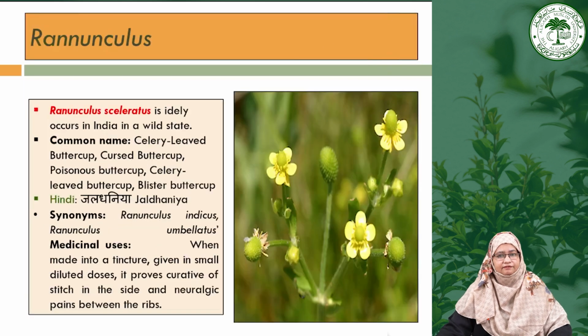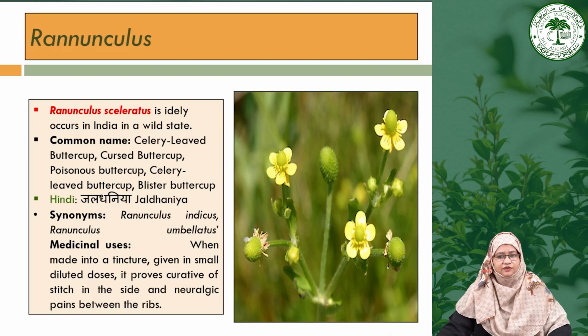As we explored various examples of family Ranunculaceae, here we will discuss especially the Ranunculus genus, which is the major genus of this particular family. Ranunculus sceleratus is noteworthy as this species is prevalent across India, with various common names such as celery-leaved buttercup and poisonous buttercup. Its Hindi name is Jaldhania, for its local context.